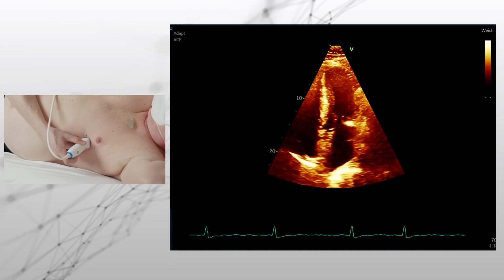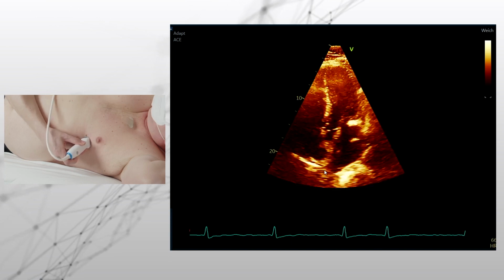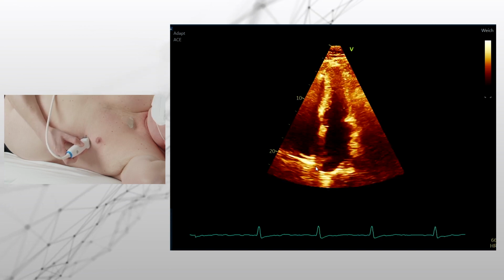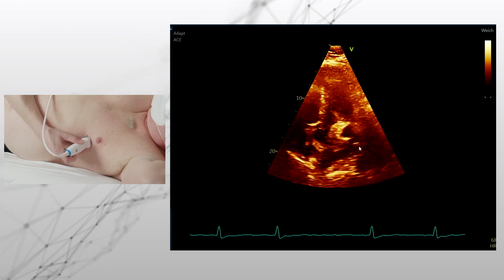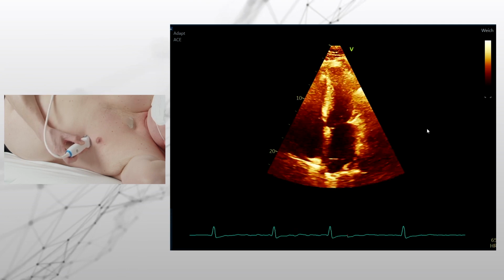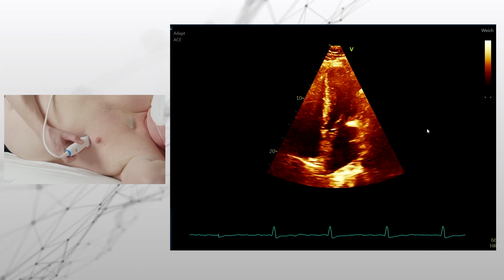dysfunction. You see the right upper pulmonary vein and the right lower is basically never seen, and here we would have the left upper and to some degree the left lower, and here the left atrial appendage. But in this case it's not a very good signal.